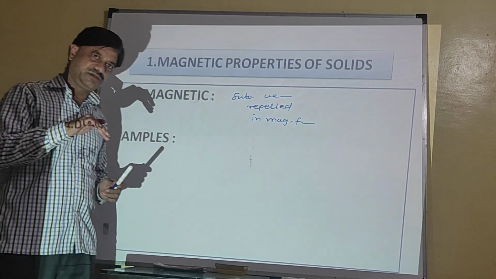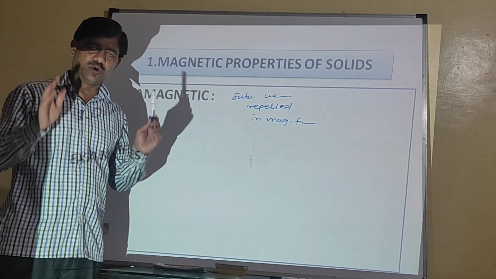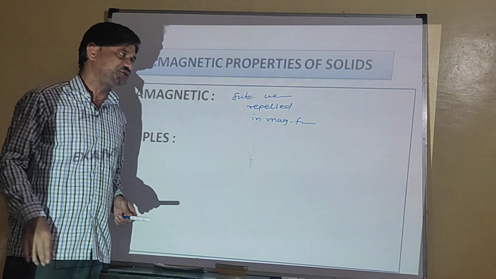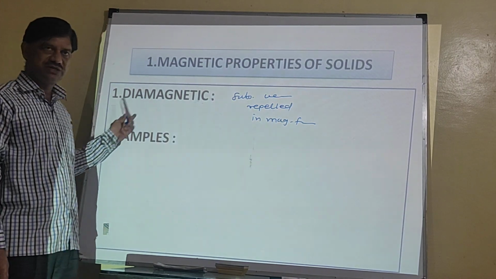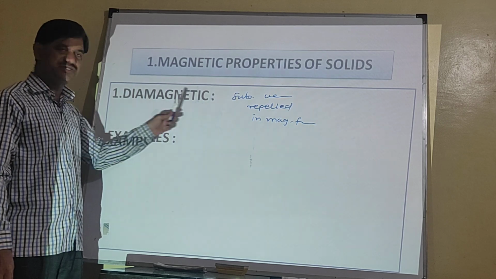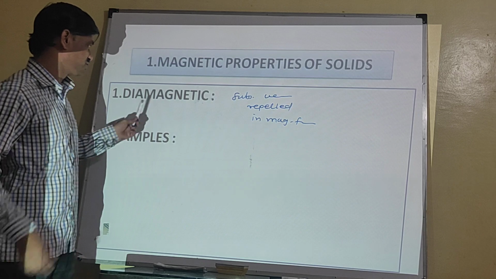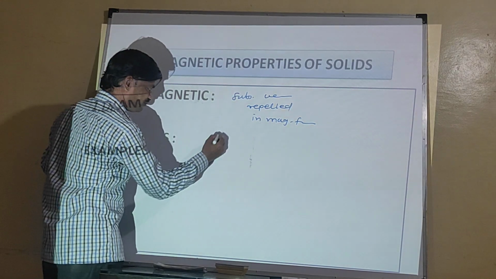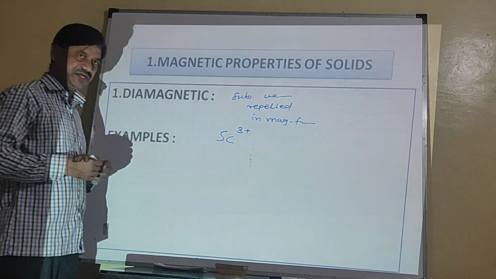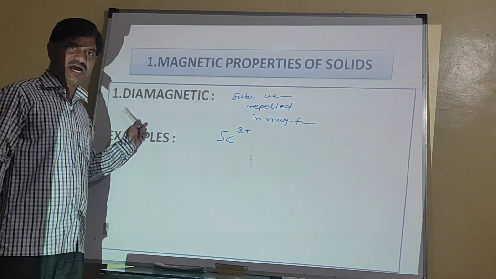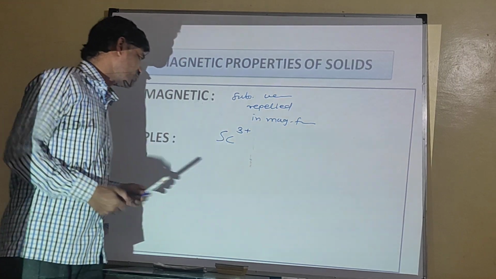So remember the condition: those species which do not have any unpaired electron, or those having all electrons in paired condition, get repelled in a magnetic field, and that phenomenon is diamagnetism and the compound is diamagnetic. Can you tell me one example of a diamagnetic substance? Suppose we take scandium plus 3 ion. What kind of substance is it? Diamagnetic.